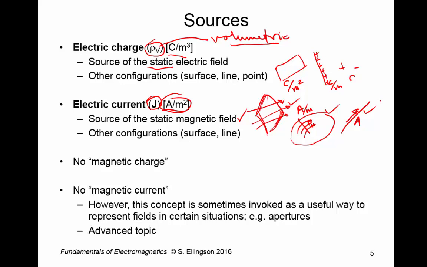This concept of magnetic current is sometimes invoked not because it actually exists, but rather as a useful way to represent fields in certain situations. So, for example, in discussions of apertures, where you might have some opening in a sheet, you may have some electric field in this aperture. It turns out to be very useful to convert this electric field into an equivalent magnetic current. Now, how we do that is an advanced topic.